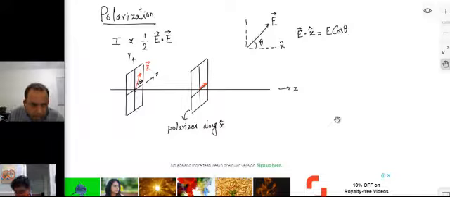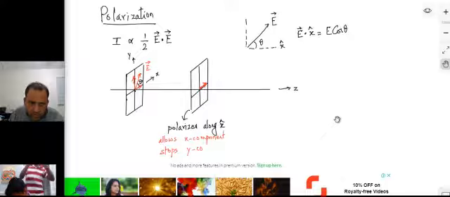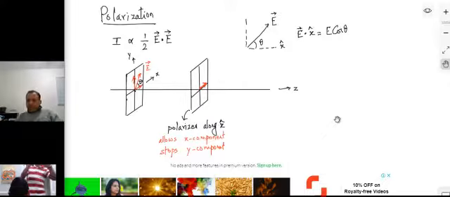So I'm going to break this vector into two. It had two components, the y component and the x component. The x component is allowed and the y component is not allowed. So a polarizer allows the x component and stops the y component. It doesn't have to be always along the x direction. In whatever direction the polarizer works, correct? That's the idea. So what is the electric field now?